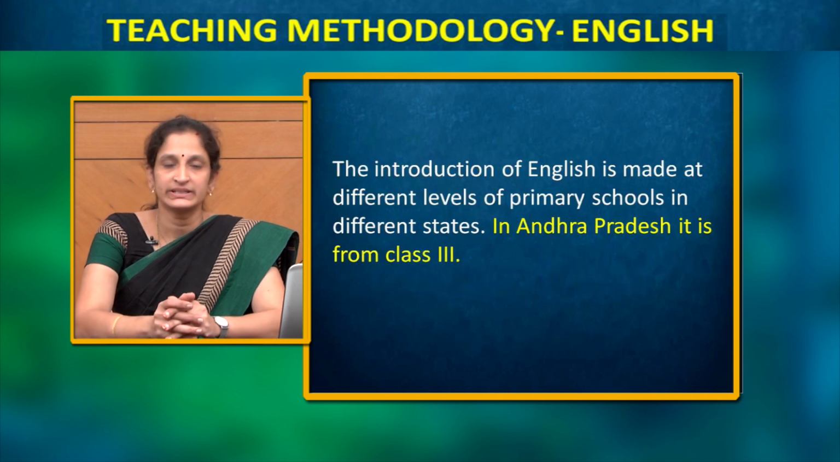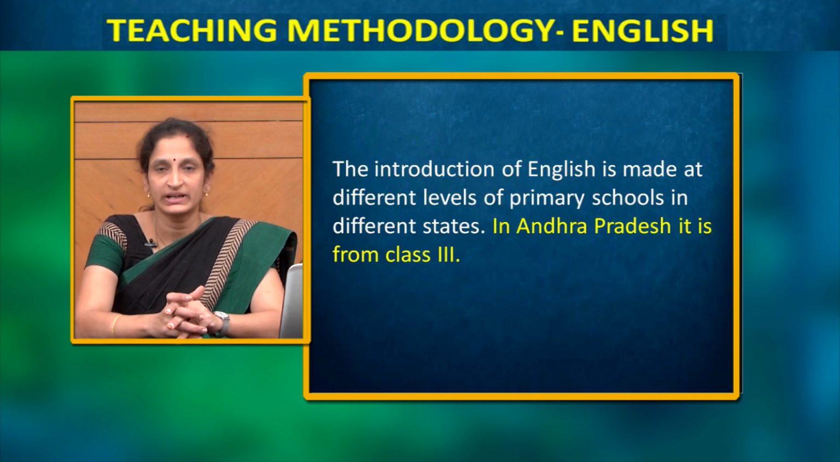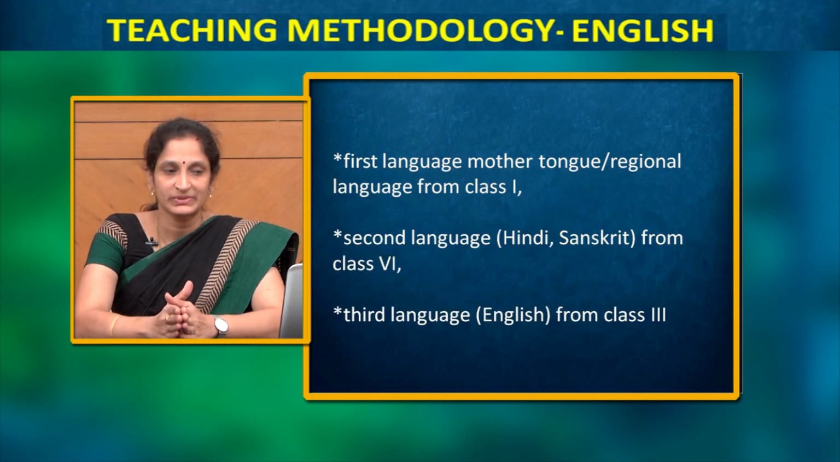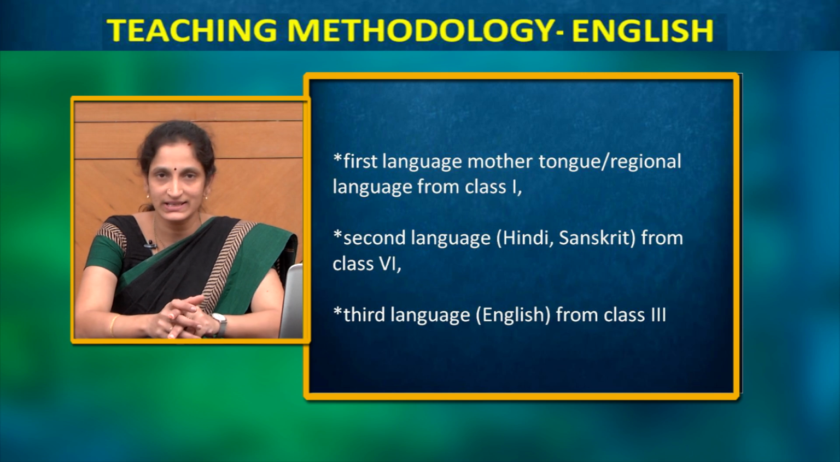1964-66. The introduction of English is made at different levels of primary schools in different states. So, in Andhra Pradesh, they introduced it from class 3. The first language, mother tongue or the regional language, should start from class 1 onwards. The second language, Hindi or Sanskrit, from class 6, and the third language, that is English, from class 3. So, this was followed by the 3-language formula in the year 1964-66.